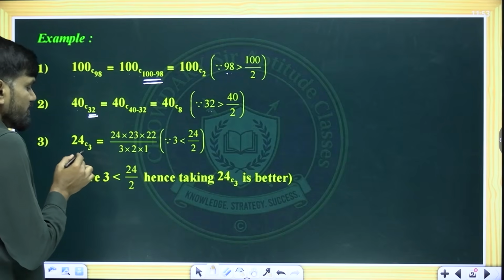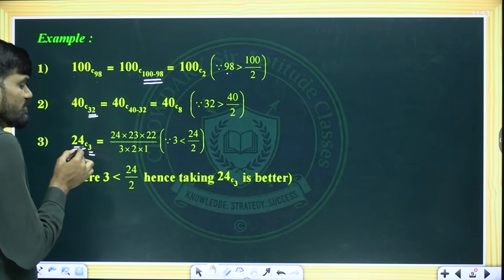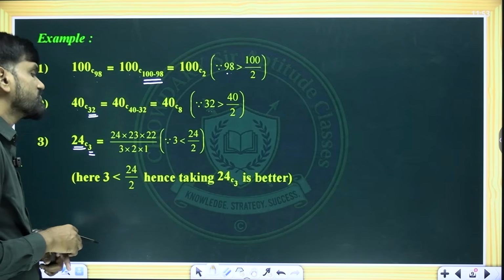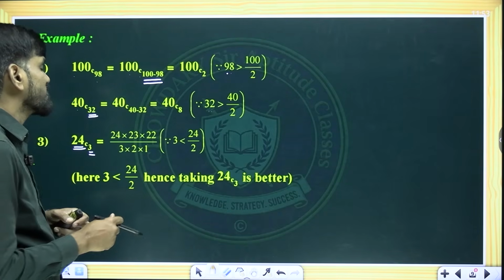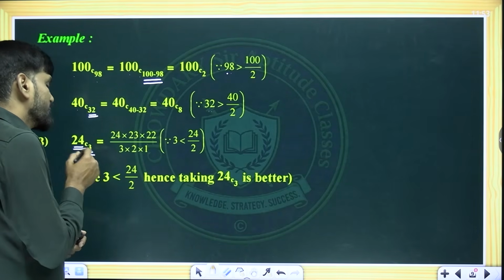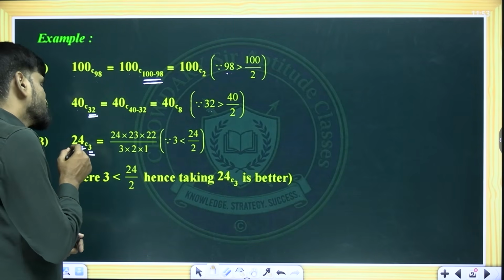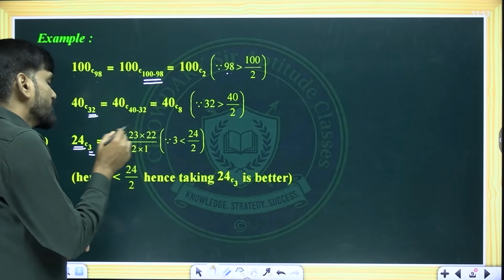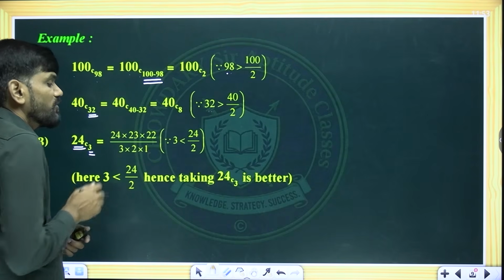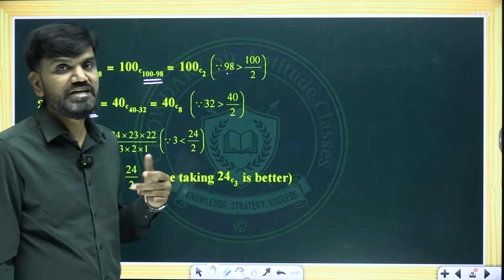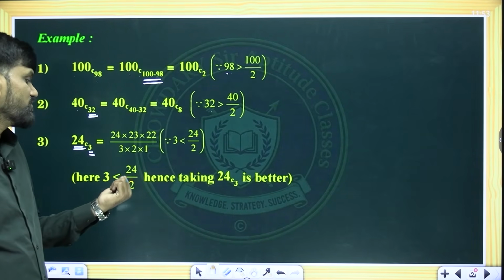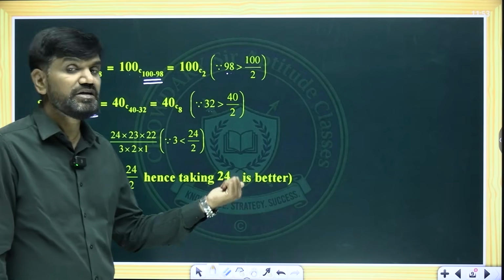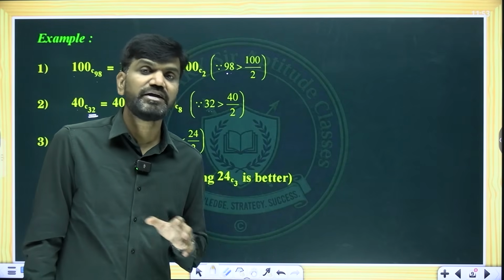Similarly, 24C3. As this r is less than half of n, which is 12, this 3 is less than 12. That's why I did not use nC(n minus r). I am directly calculating the nCr value. So 24C3 means start with 24, write 3 numbers, divided by start with 3, go up to 1 at the bottom. So here I did not use the nC(n minus r) idea. Here 3 is less than 24 by 2. Hence, taking 24C3 itself is better. That's the reason why I did not use it.